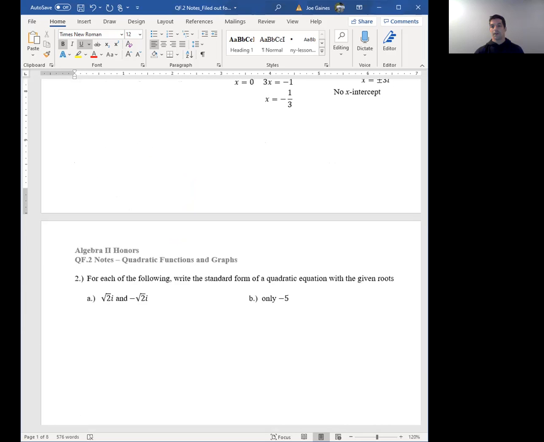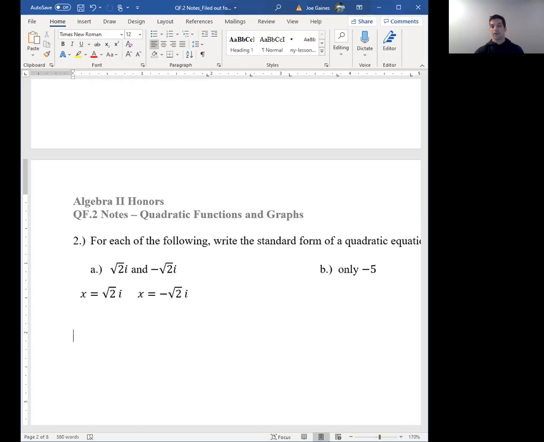So in order to do that, we use the concept that we get from factoring. We use essentially the zero product property. We're just going to use it a little bit differently. Because I have two roots, I have two solutions to my equation. So I know that x equals root 2i and x equals negative root 2i.